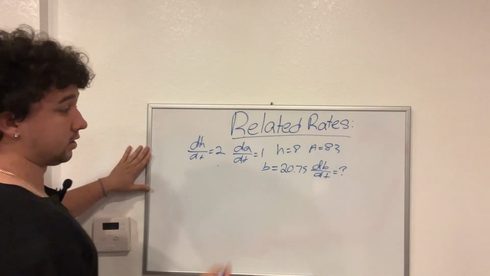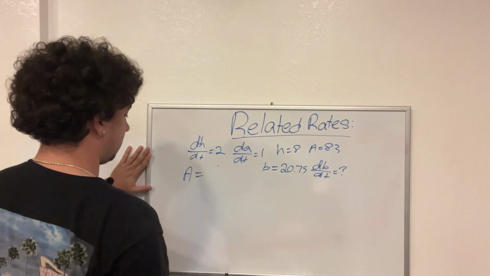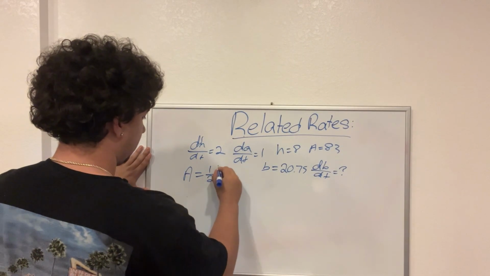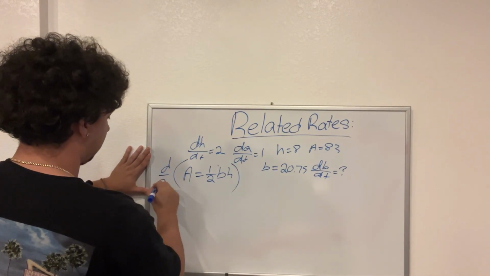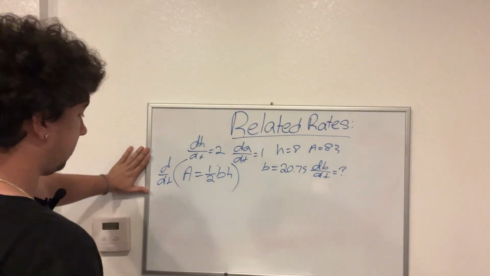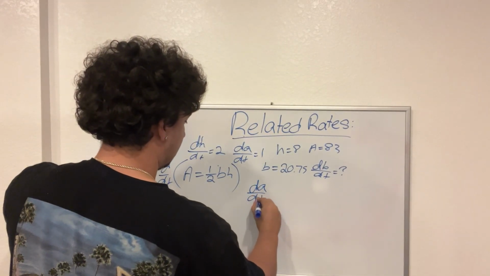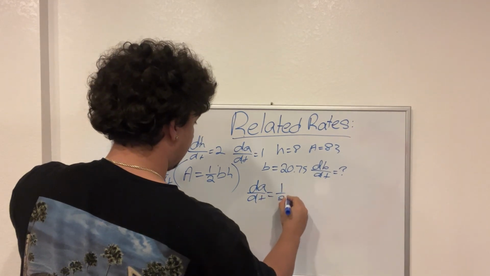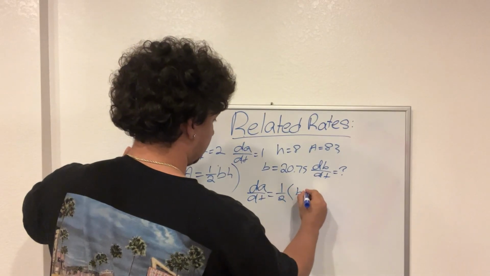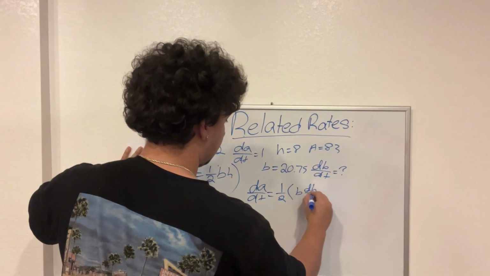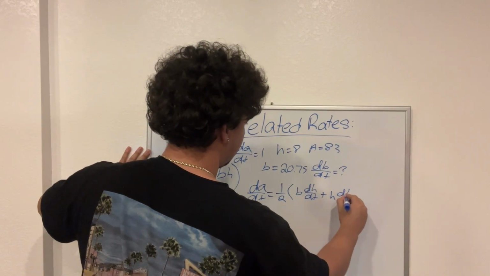Well, now I have to solve for dB/dt. So again, I come back to area equals 1/2 base times height, and I'm going to take the whole derivative of the whole thing with respect to t. That gives me dA/dt equals 1/2. And notice this is base times height, so that's product rule. So b times dH/dt plus h times dB/dt.